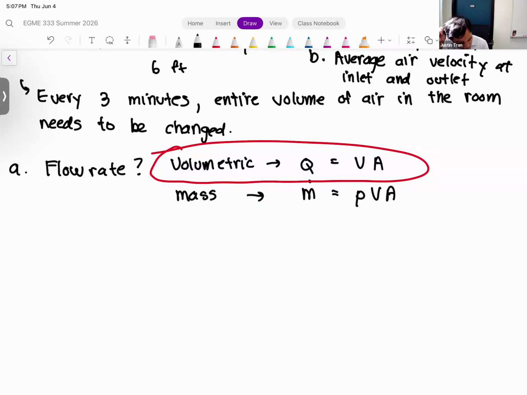To solve for this, we need to look up our safety regulations here and find out how much air we need to pump in. The safety regulations tell us that every 3 minutes, the entire volume of air in the room has to be changed out. So within that 3 minutes, we have to pump in enough air into the room to replace all the air that is in it.